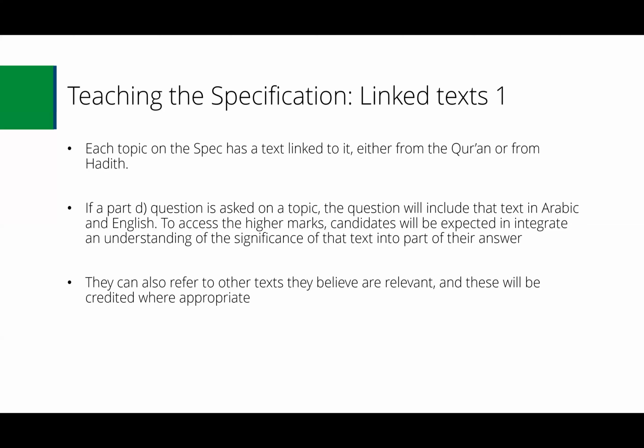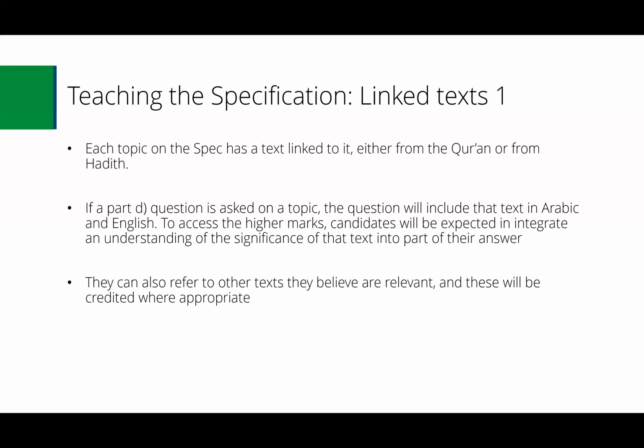So teaching to the specification, linking in text, this is the key thing. In each topic on the specification, there's a text link to it, either from the Quran or the Hadith. I know some of you have already started questioning about the text. Look at the topic that's there and try to see how it could be linked in. There might be an intertwined message coming through. If a part D question is asked on a topic, the question will include the text in Arabic and English so that students are able to access it. And in order to get higher marks, they are expected to integrate an understanding of the significance of the text that is in front of them.